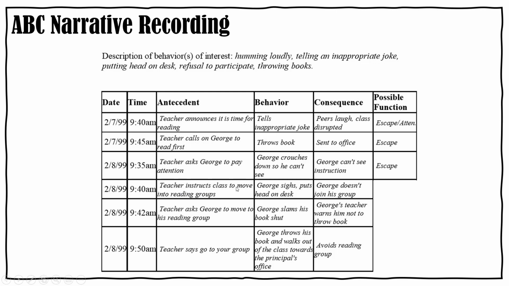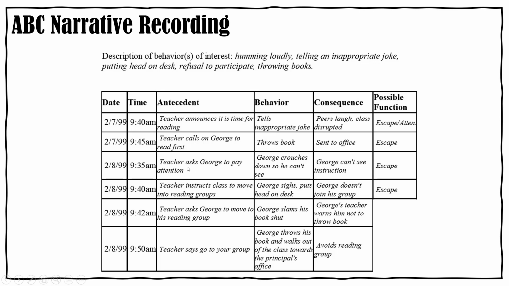Here, the teacher instructs the class to move into reading groups. So once again, another instruction. George sighs, puts his head on his desk, and nobody says anything. George continues to do it, and he doesn't join his group. So you guys can think about it. I would say that's escape. So at this consequence, nobody provides him with attention. Nothing's written in the environment about peers addressing him or anything like that. He just doesn't join his group and doesn't read.